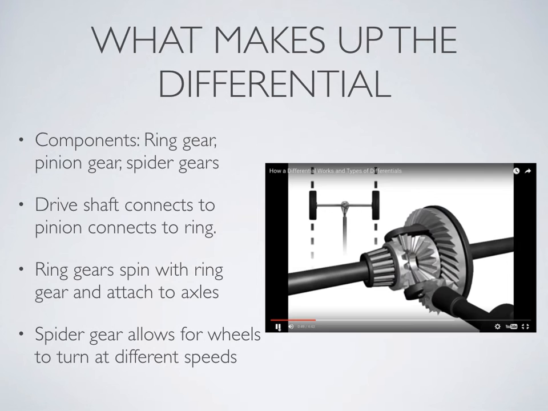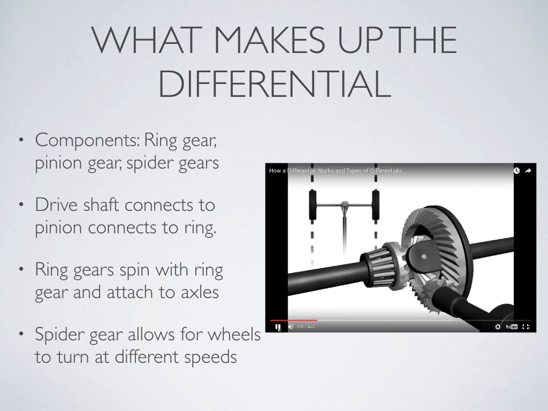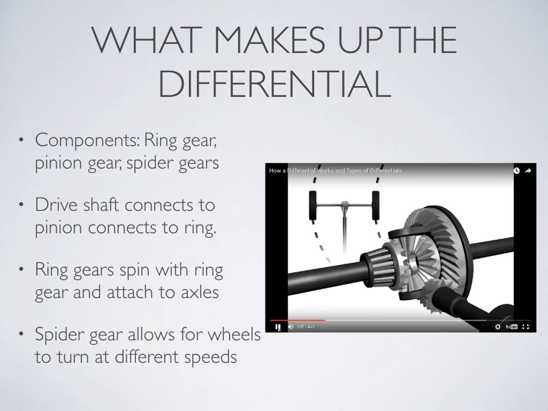And then the spider gears send power to the final drive shafts, which are the shafts that take you to the wheels. See this animation, you can see it turning the ring gear, and then the spider gears turning. Now they're rotating and turning one final drive shaft faster than the other.